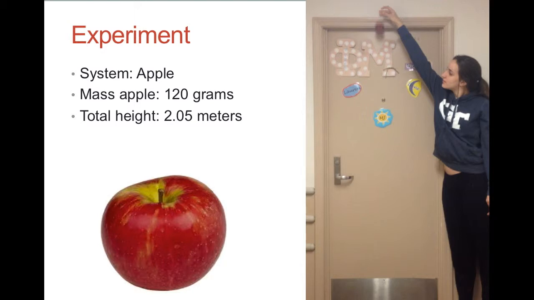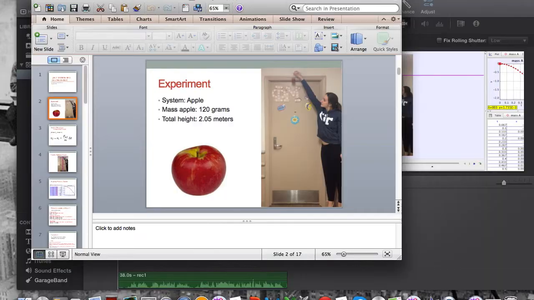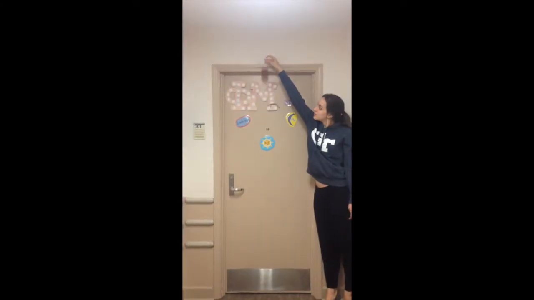For this experiment, I chose an apple that had a mass of 120 grams, which is equal to 0.120 kilograms, and decided to throw the apple from a height of 2.05 meters in a closed environment in order to reduce air resistance, as the picture clearly illustrates.